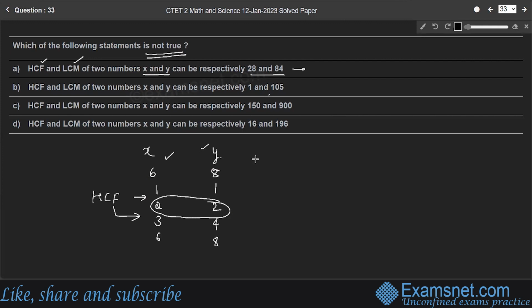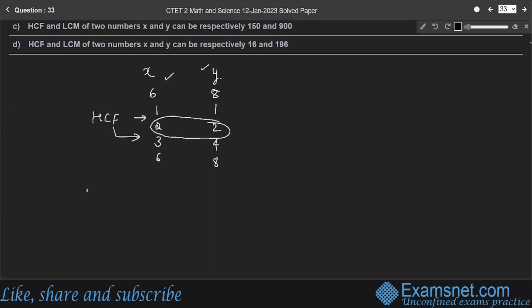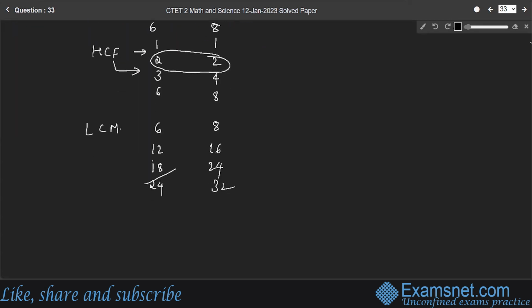When it comes to LCM, lowest common multiple, we'll consider multiples of x and y. So 6 itself is a multiple of 6 because 6 into 1 is 6. Then 12, then 6 into 3, 6 into 4, and it continues. When it comes to 8, its multiples are 8 into 1 is 8, 8 into 2, 8 into 3, 8 into 4 is 32. Here the lowest multiple which is common to both the numbers is 24. So LCM of 6 and 8 is 24.